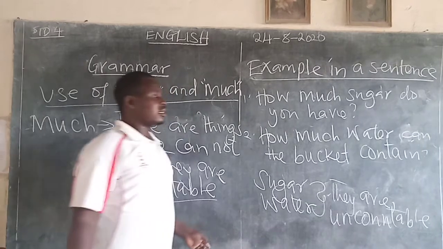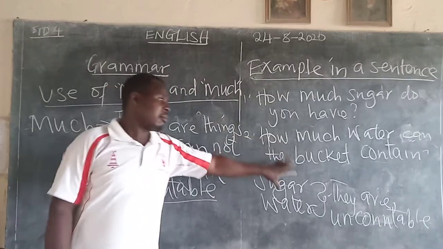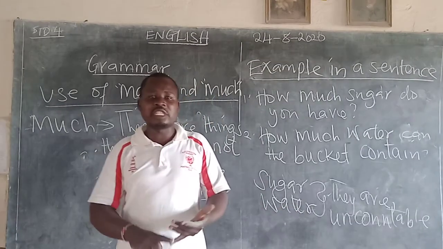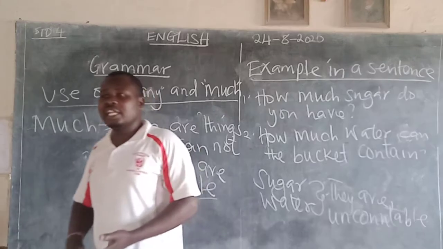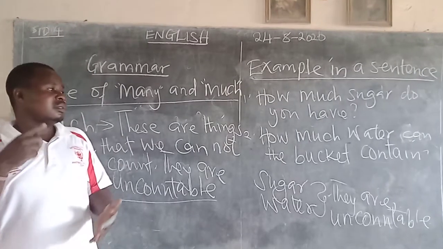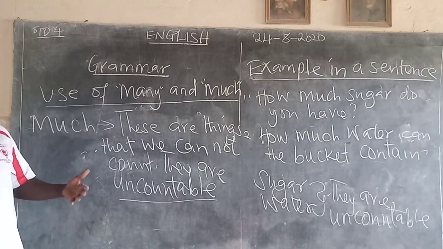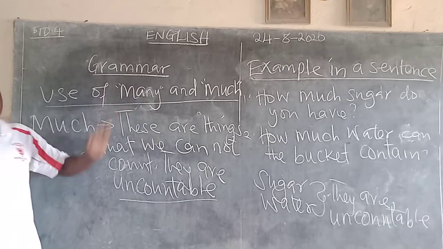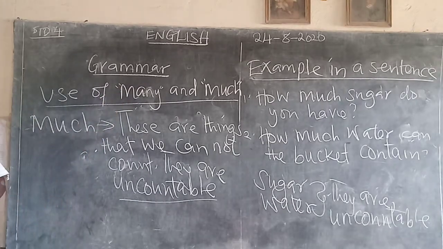So in a sentence, when you see the ones that are uncountable, for example, we have water, milk, soil, salt, ink. Those ones, use them knowing that they are uncountable.